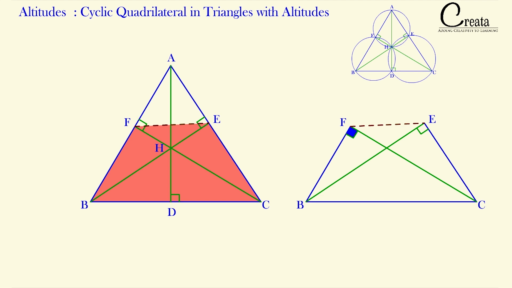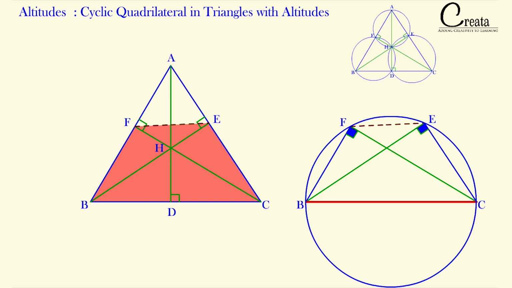Here angle BFC is equal to 90 degrees and also angle BEC is equal to 90 degrees. So can we say BC is a diameter and BC is subtending both of these angles at the circumference of the circle? So we can say BCEF is also a cyclic quadrilateral. We can say so. Got the fundamental? Here angle BFC and angle BEC are 90 degree angles and these angles are subtended by the diameter of the circle BC. Got it?